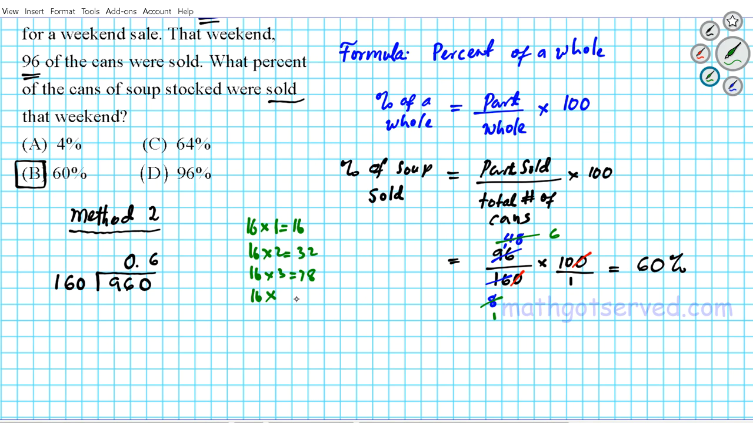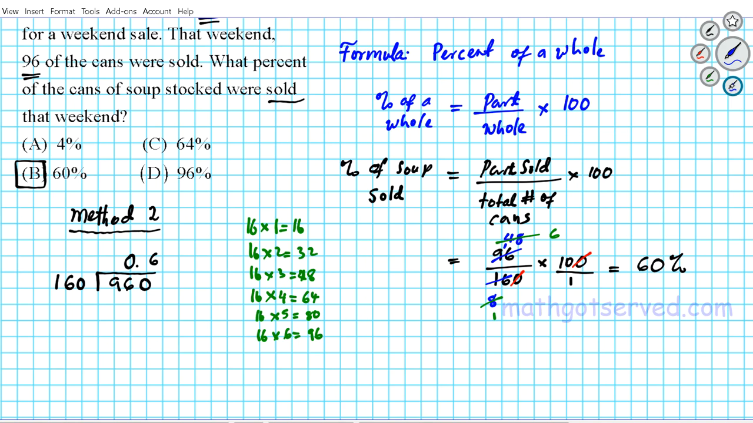Or you can just keep adding 16 over and over and over again. And then, oh no, this is not 78, this is 48. And then you end up with 96 for 6. Okay, so 16 times 4 is 64. 16 times 5 is, you add 16 here, 1, 6 is 80. 16 times 6 is 96.